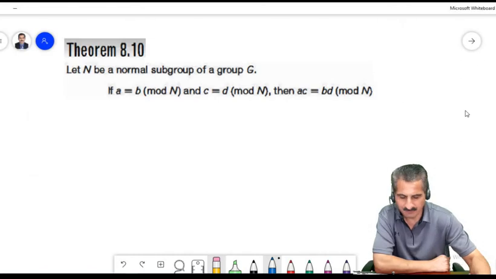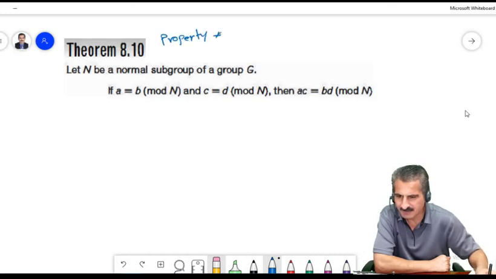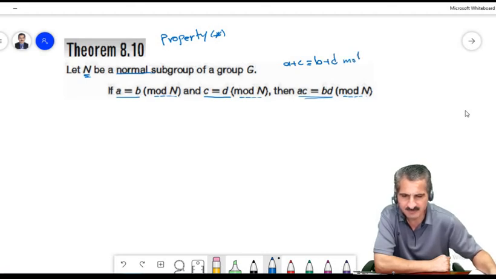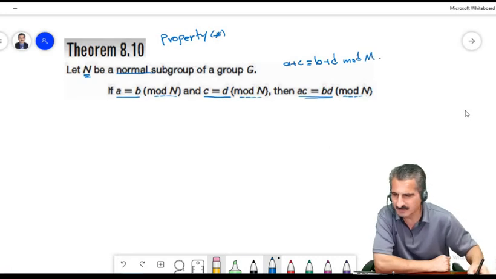So now this theorem will tell us a special case where property star holds. Remember, property star that we started with will hold if N is a normal subgroup. If A equals B modulo N and C equals D modulo N, then AC equals BD modulo N. And remember, if the operation is addition, we will have A plus C equals B plus D modulo N. Okay, so let us prove this theorem.